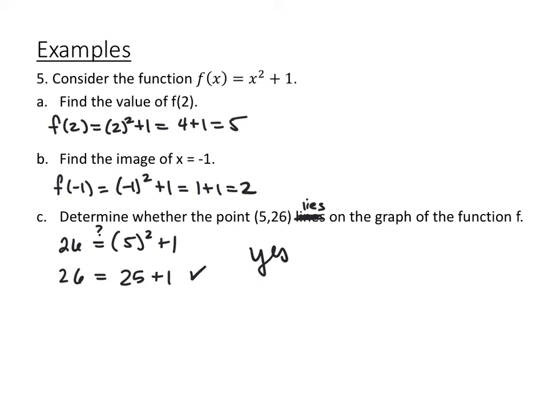And then determine whether (5, 26) lies on the graph. So basically, does it make the equation true? So I plugged in 26 for f(x), and I plugged in 5 for x. You get 5² + 1, which is in fact 26. So yes, (5, 26) is on the graph.